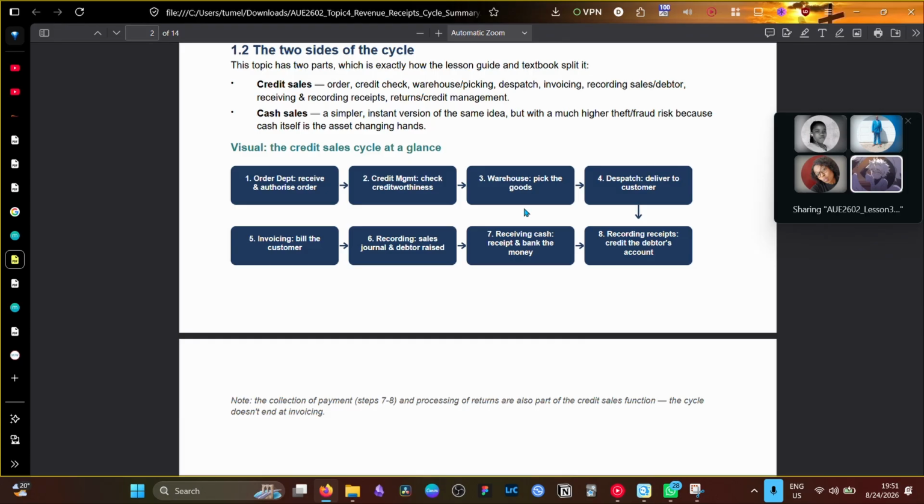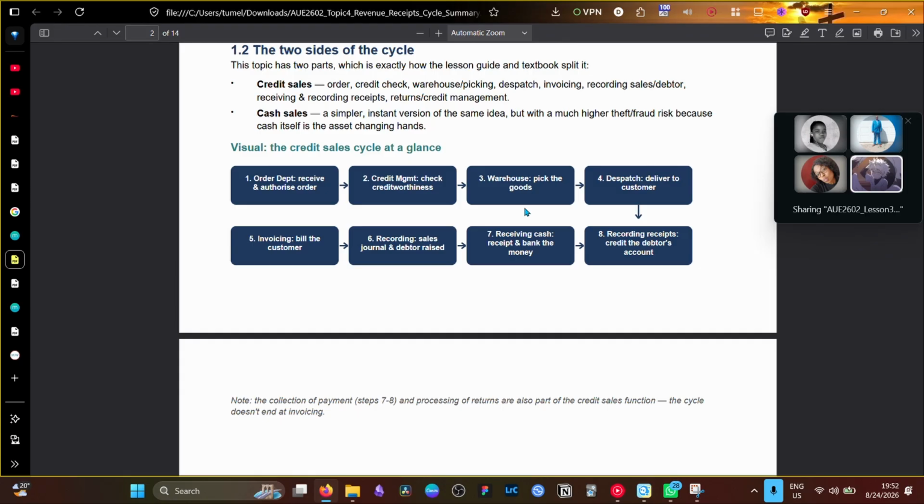Number two, we have the credit management. They check the credit worthiness. Does this guy pay his credits? What is his credit score? Maybe we won't look at credit score here, but we look at the track record, the pattern. Or maybe we will. Let's see. And then the third is warehouse. Now we're picking up the goods from where they are. And then dispatch. This is where you deliver to the customer.